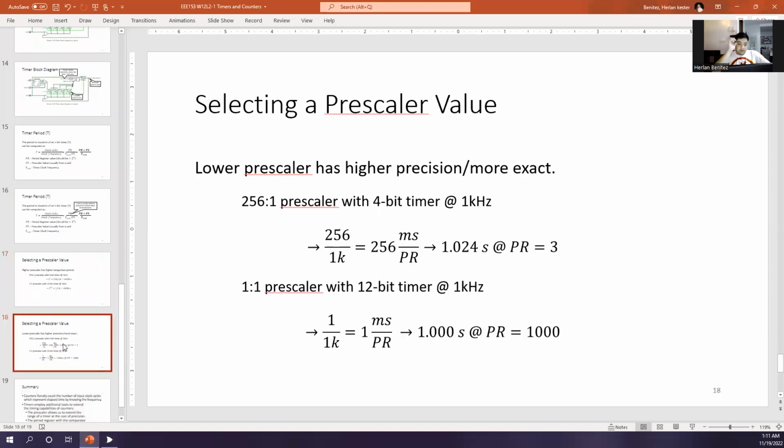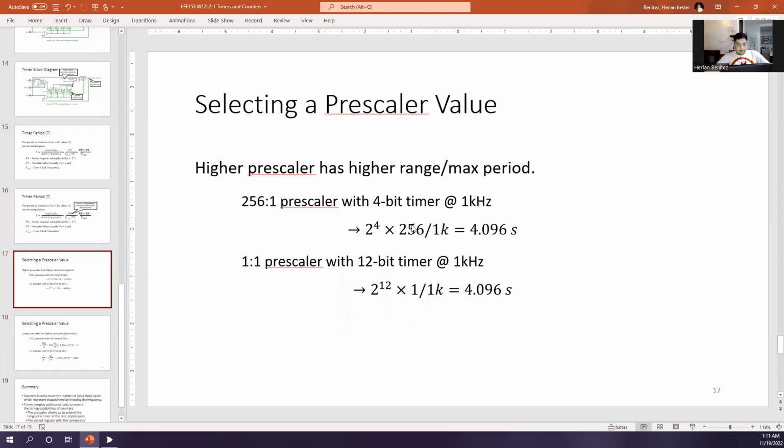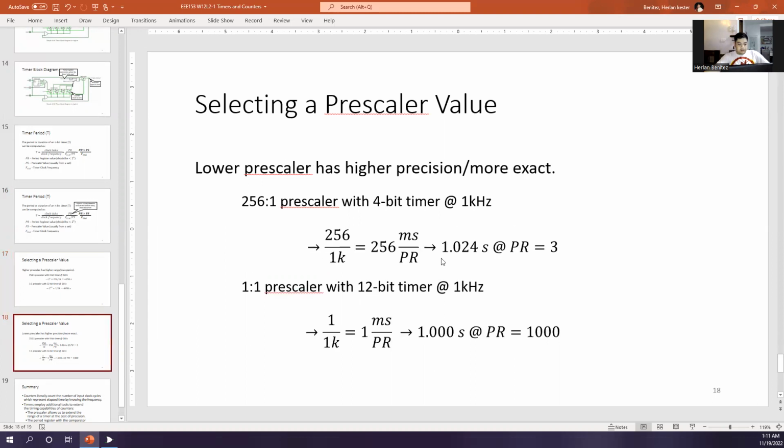However, yung question dito, yung lower prescaler natin has a higher precision. So, let's say gusto natin ng delay na saktong 1 second, because of yung period register natin dito, may 256 to 1 tayo. Yung kailangan natin or yung makukuha lang natin is 1.024 with a period register of 3. Pag meron tayong 1:1 na prescaler, kaya natin siyang iset na yung period register is 1,000. And saktong 1 second yung makukuha natin na delay.